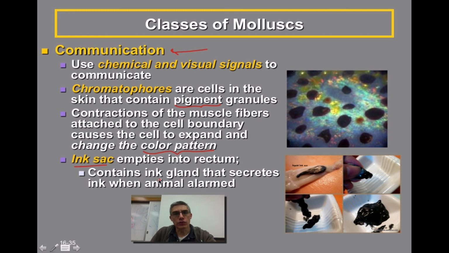Now, this is going to be contained within an ink gland, and it's going to secrete this ink when the animal is alarmed in any way. And so basically you have sort of a cloudiness, sort of a darkness that's going to occur in front of that animal, and it's going to confuse the predator and allow that animal to escape rather quickly. So this ink sac can be pretty important to several species of cephalopods.